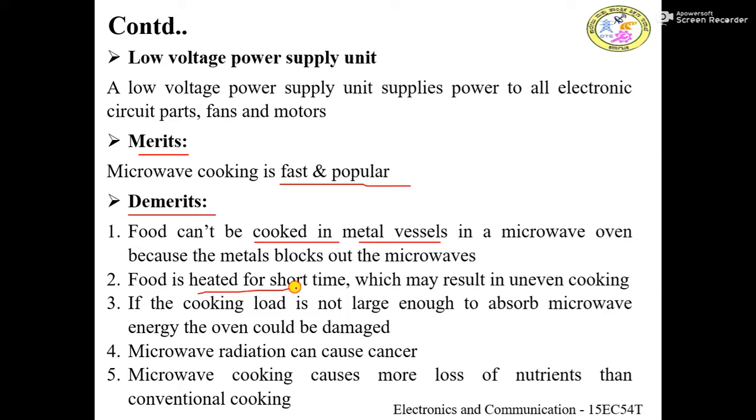Here, the food is heated for a short time. Since the food is heated at a faster rate, it may result in uneven cooking. Uniform cooking may not be possible with a microwave oven. That is another demerit. Here, if the cooking load is not large enough, then it could damage the microwave oven itself.